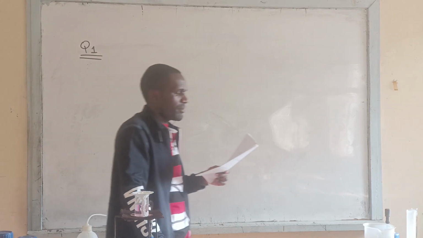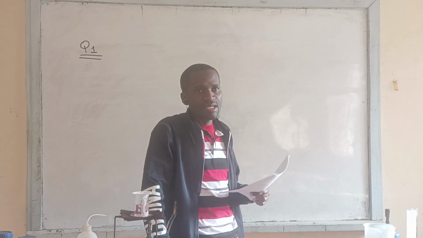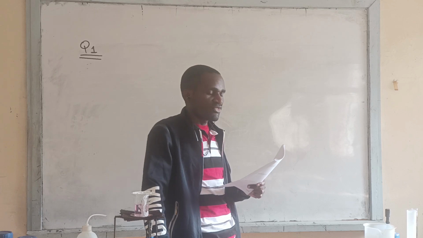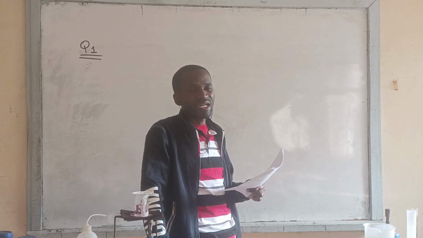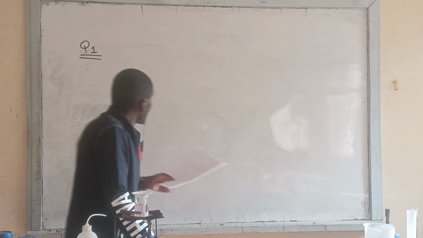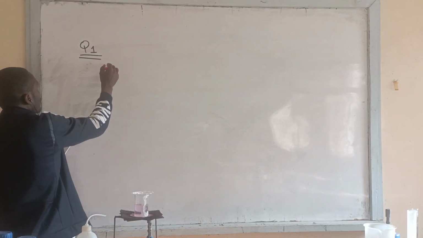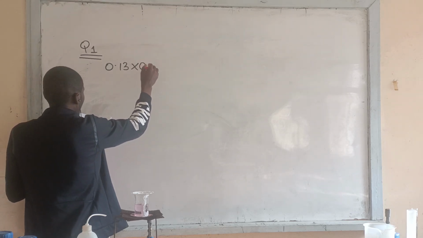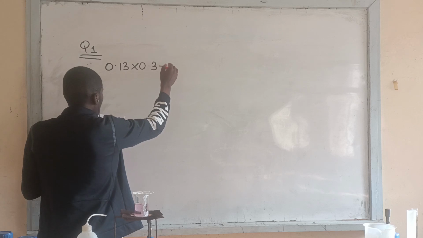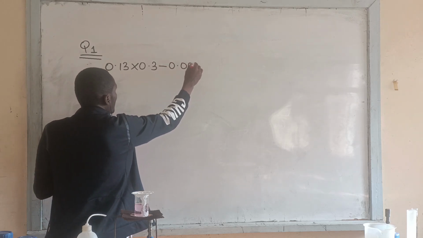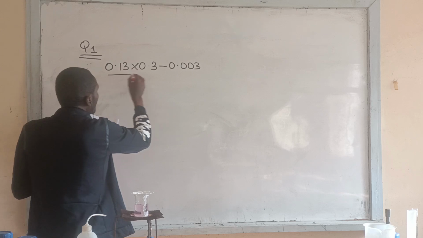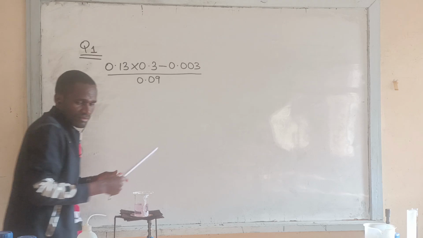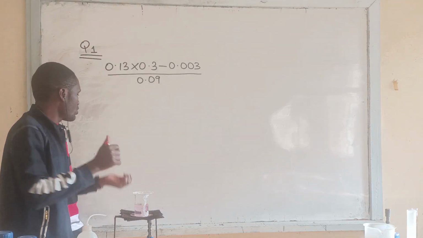This is a paper that was done by some students in our country, Kenya, in 2024. It is Mathematics Paper 1. The question is given as follows: 0.13 multiplied by 0.3 minus 0.003, and the whole of this is divided by 0.09.